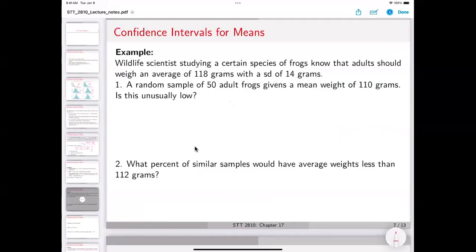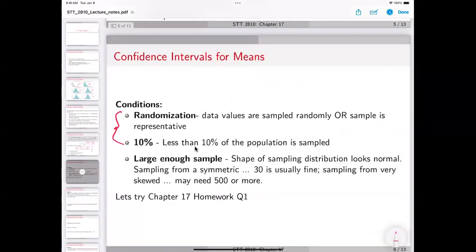And so before we proceed, let us try to open your chapter 17 homework and let's do question 1.